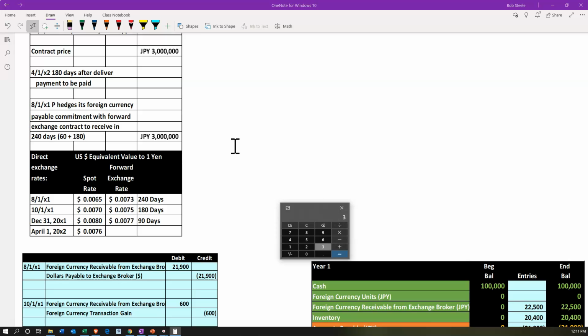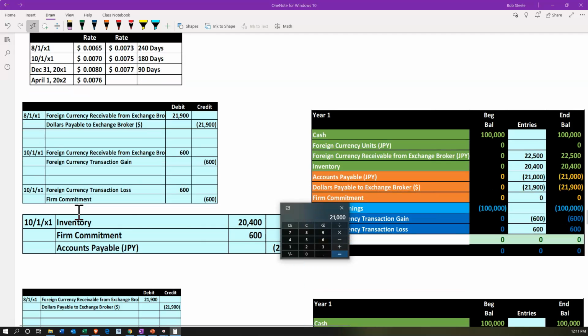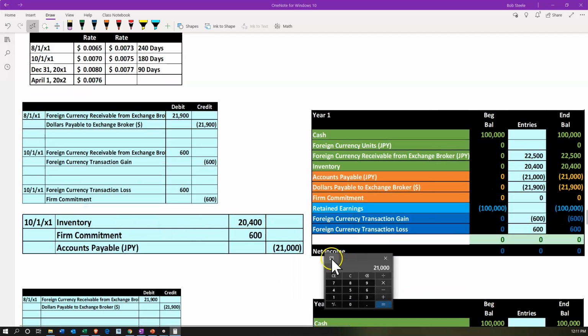So we take the 3 million times the spot rate, which represents the exchange rate at this point. So that's times 0.007. That's going to be the 21,000. That's the liability we're going to put on the books, the accounts payable, 21,000. The 21,000 represents the fact that we owe 3 million yen that we're going to pay at a future point.